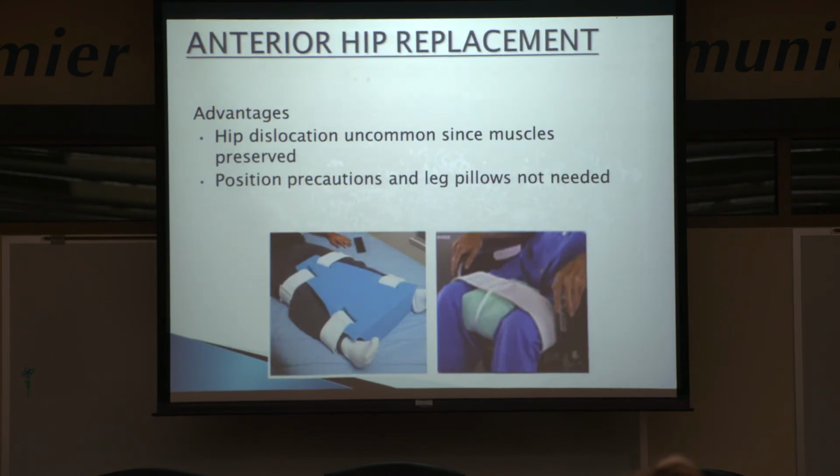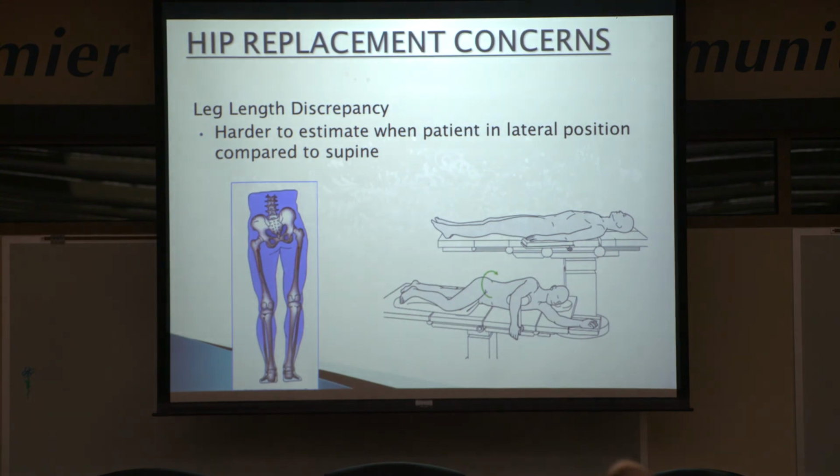If we go from the front, we think it's a little less of a risk, and that maybe we don't have to use some of these precautions. Because again, we're going through the front, and that doesn't come into play when people sit down, and we haven't cut things that we have to repair. So it seems like there's a lower instability issue after anterior approaches.